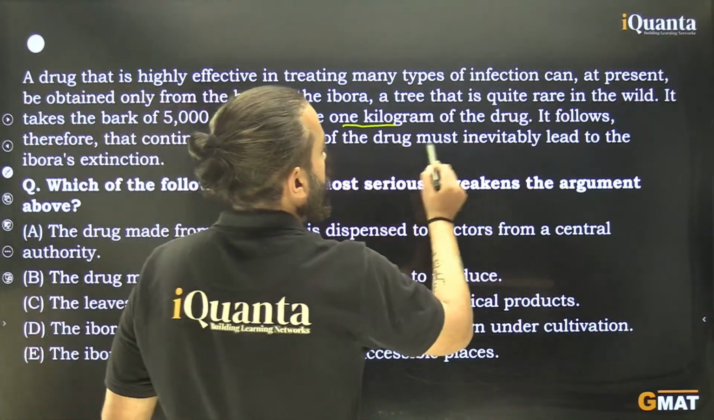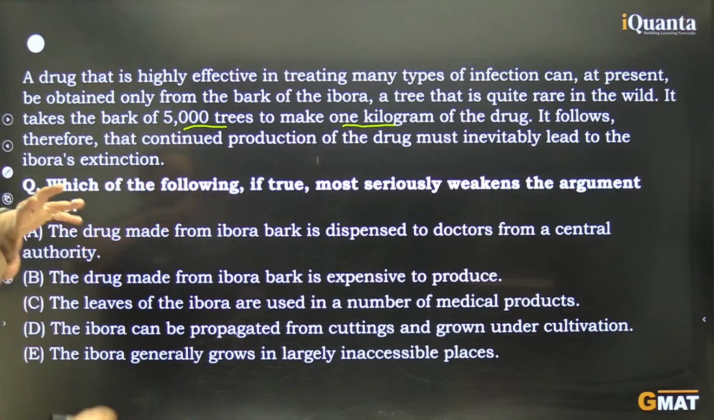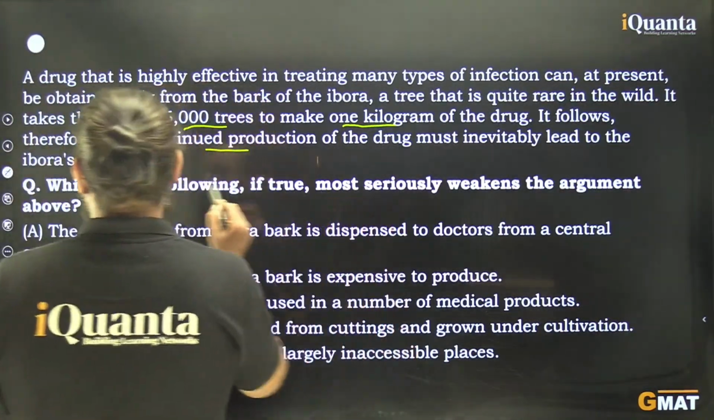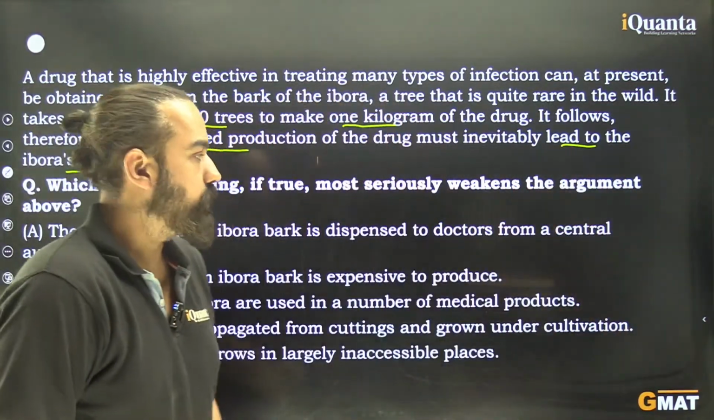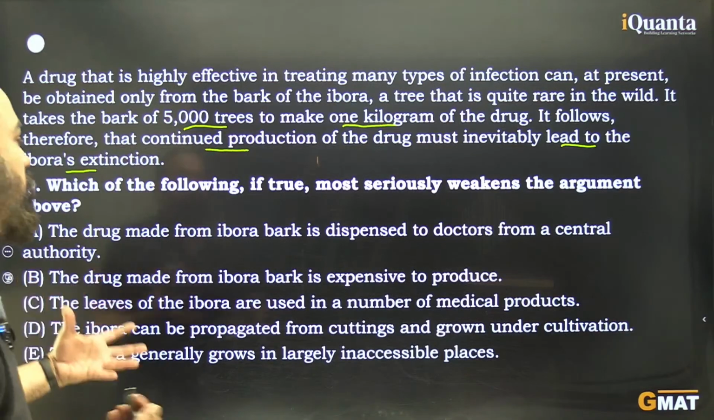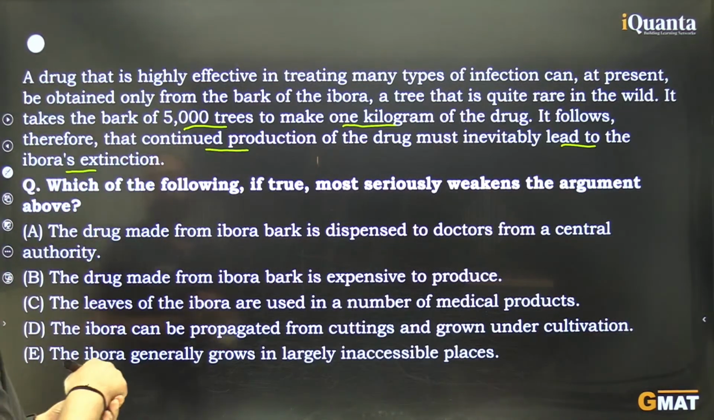For 1 kilogram, we need 5,000 trees. Therefore, the argument concludes that continued production will lead to ibora's extinction. So we're assuming that the ibora will be extinct because of the continued production. Which of the following, if true, most seriously weakens the argument above?